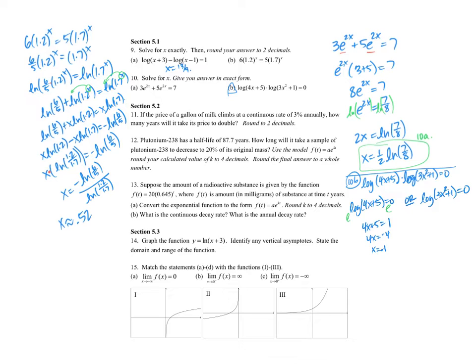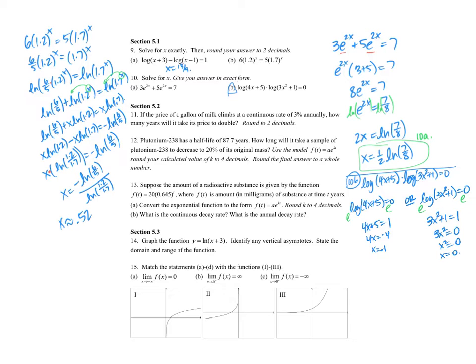And then the other one, same thing, e to the log of that equals e to the 0. And then I get 3x squared plus 1 equals 1. I can subtract 1. 3x squared equals 0. And so divide by 3, and take the square root, x equals 0. So those are the two solutions.